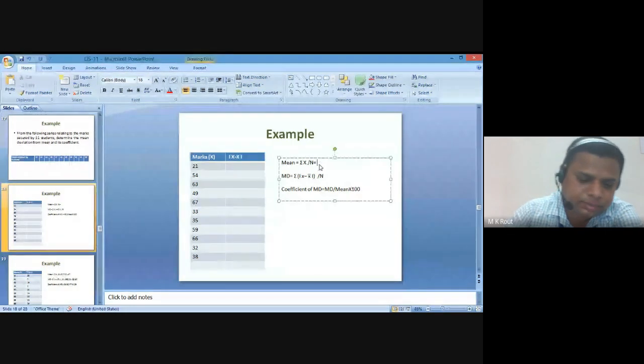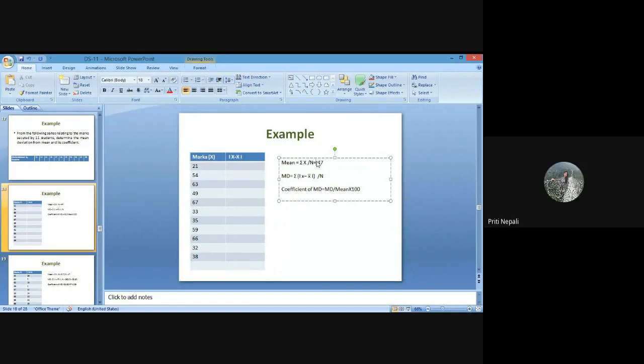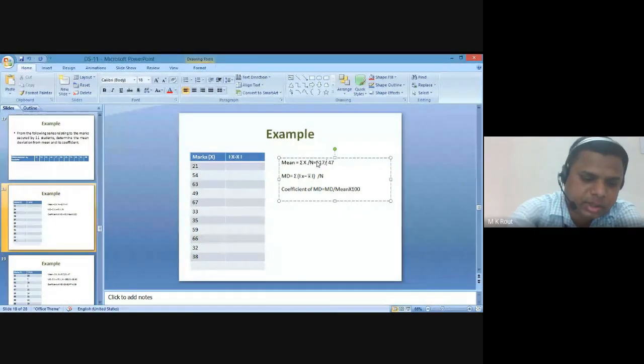Is it clear? So what is the summation of x here? Anyone? 517. 517 divided by 11. Is it clear? That equals 47.